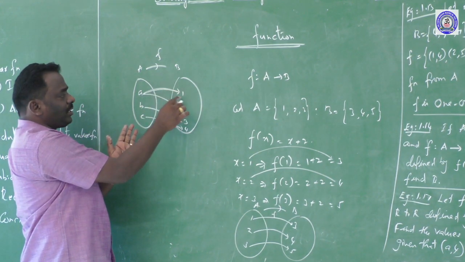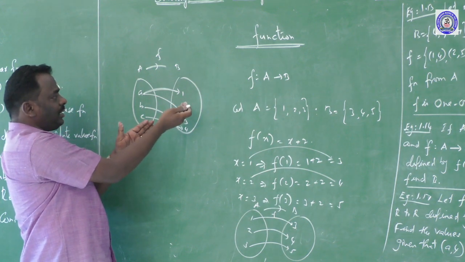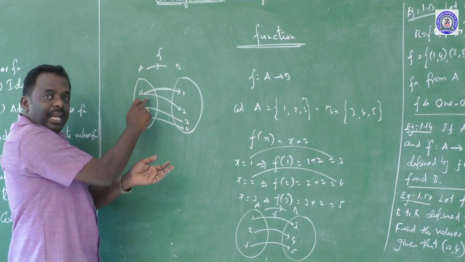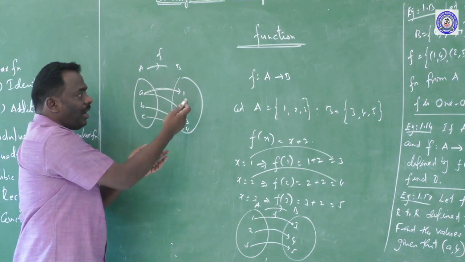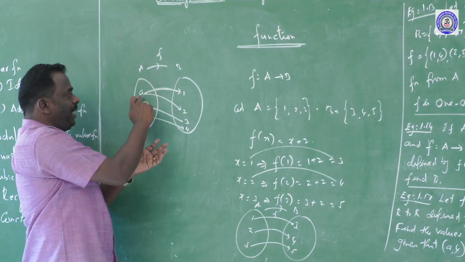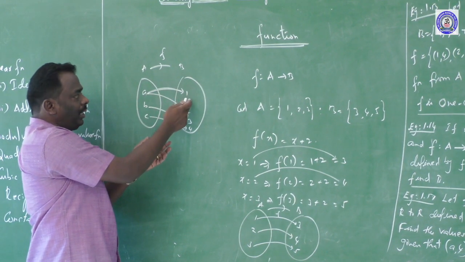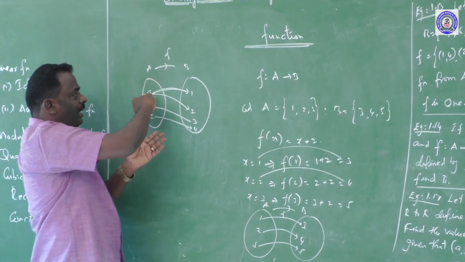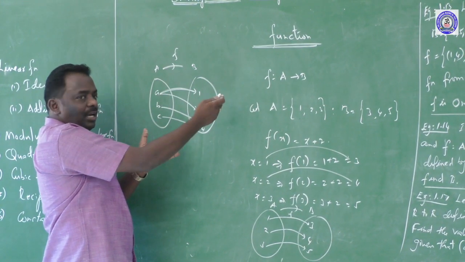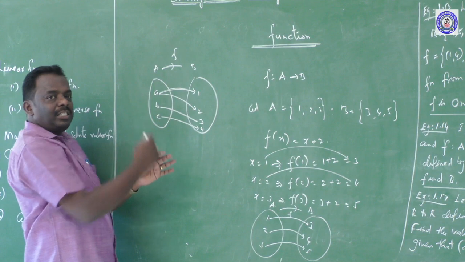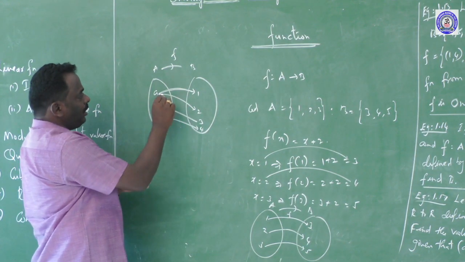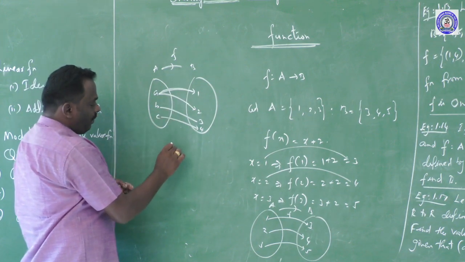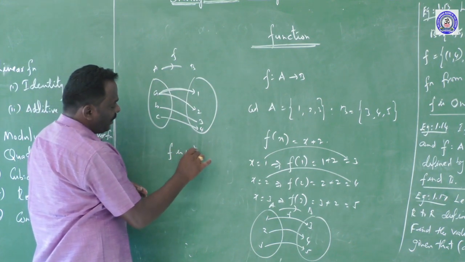A has the image 1. If you go in the reverse direction, 1 has the pre-image A. Sorry, it is B. A has the image 1, then 1 has the pre-image A. So going from left to right is called image, and right to left is called pre-image. Now here two elements have the same pre-image. It is not a function.